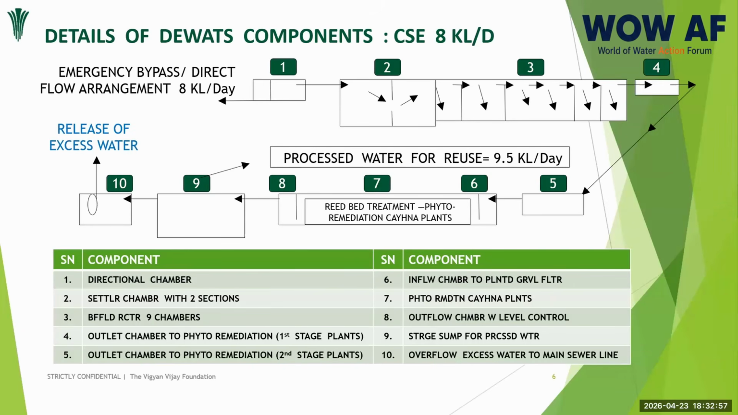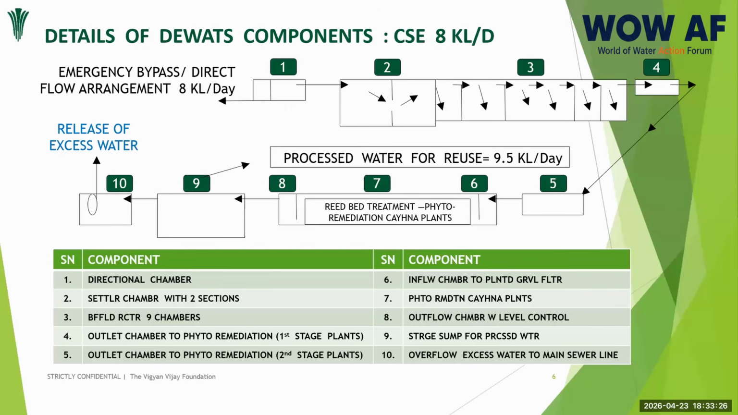Okay, now I'll be explaining to you the actual flow. What happens is, we have around 10 odd components in this whole STP. That is all, you can say, cement masonry type of construction work. So the first one is a directional chamber.